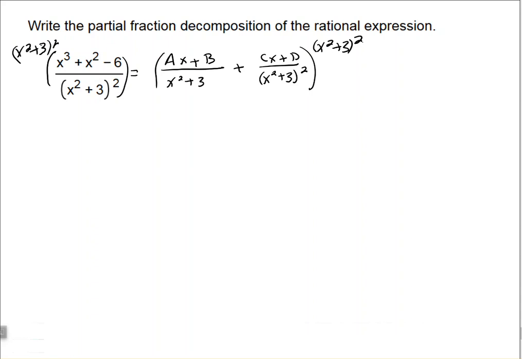So on the left-hand side, we end up with x to the third plus x squared minus 6. On the right-hand side, I have to distribute the x squared plus 3 to the second. So when I multiply it by the first fraction, it will cancel one of those out. So I have ax plus b times x squared plus 3, plus, when I multiply it by the second fraction, the x squared plus 3 to the second will completely cancel out. So I'm left with cx plus d.